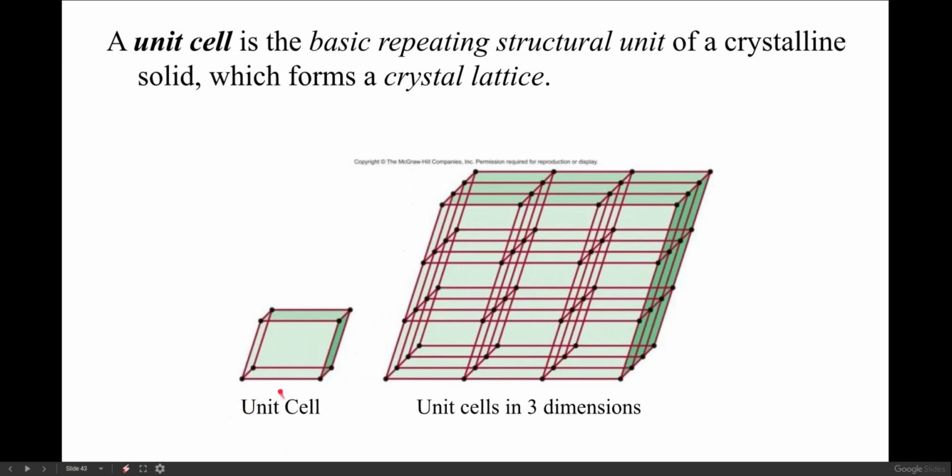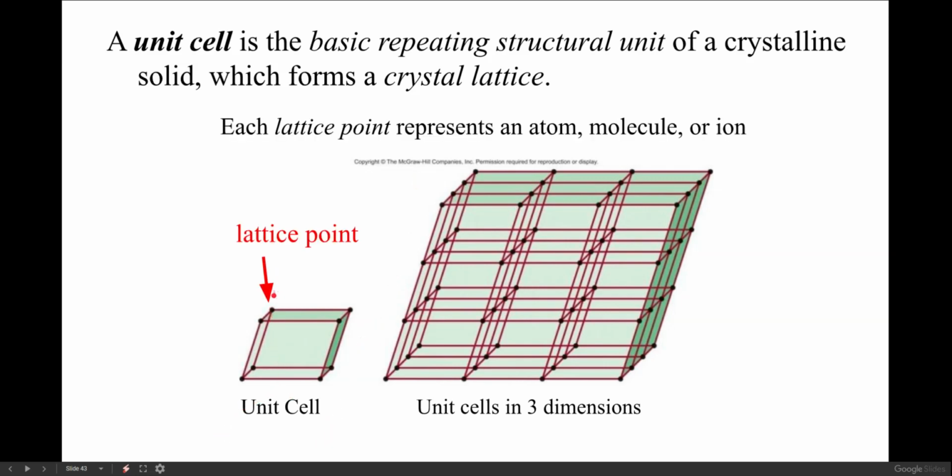So here's the unit cell, and it has a lattice point. Depending on what type of substance we're talking about, this could be an atom, it could be a whole molecule, it could be an ion. And the red lines are intermolecular forces, ionic bonds, metallic bonds, covalent bonds, some type of attractive interaction between the lattice points. And then this can repeat over and over.